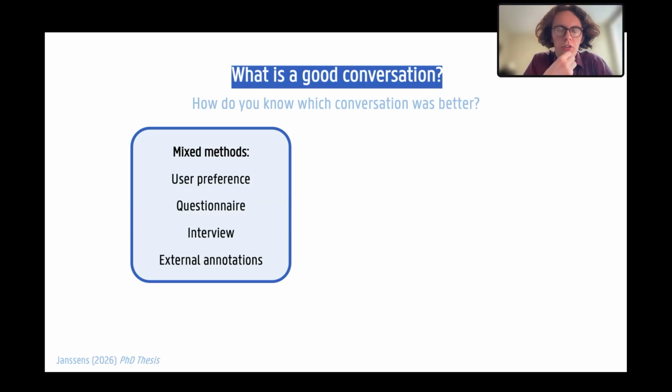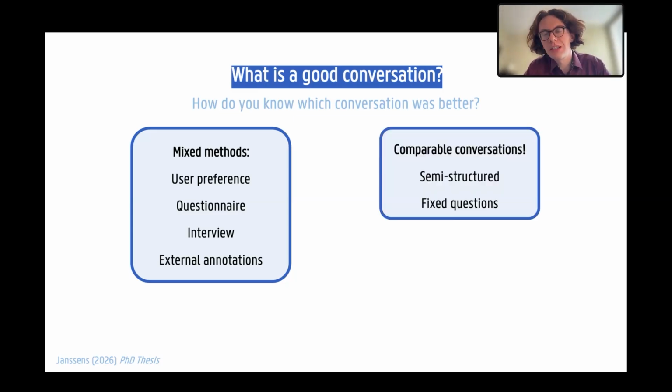Just as in other studies, we used many different methods. We looked at which robot users actually prefer. We also let people fill in a questionnaire and we did an interview with them in order to get a feeling for their perception of the robot and of the conversation. And finally, we let external people annotate the conversations and indicate whether the robot has made certain mistakes or what's happening in the conversation. But what's also important is to make sure that we have comparable conversations.